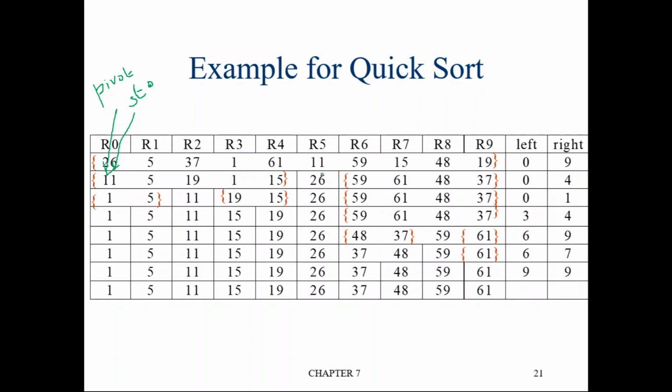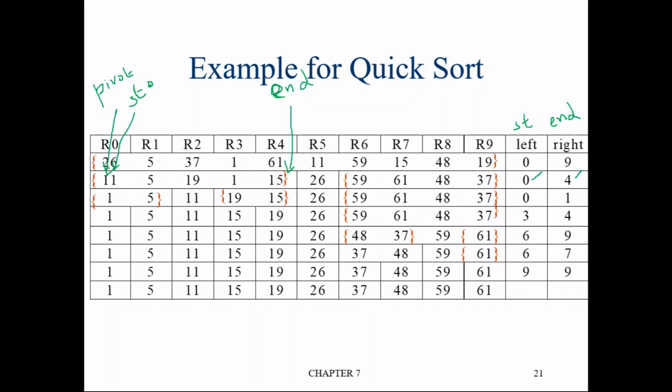And where will end be pointing? Now we are talking only about the left side of 26. So end will be pointing to 15, that is the fourth location. That's what they have mentioned here, left as 0, right as 4. Instead of left and right we are calling them start and end. Either way, that is just naming. Now again start the process.